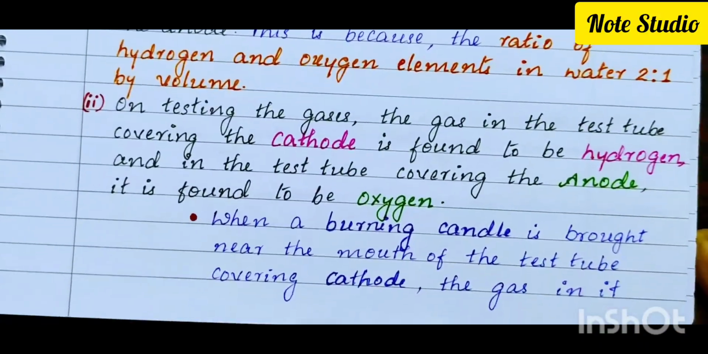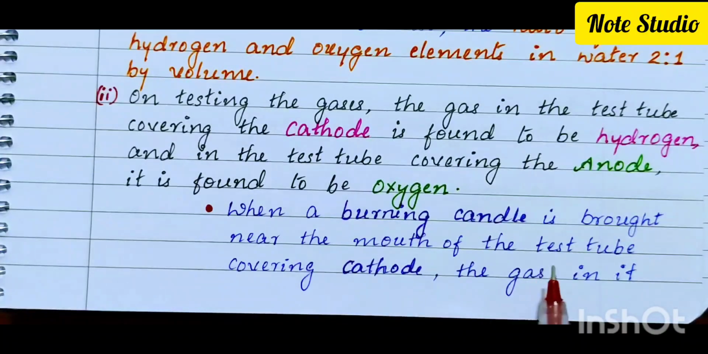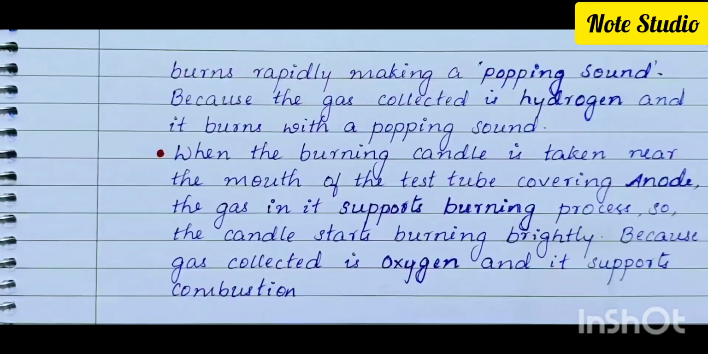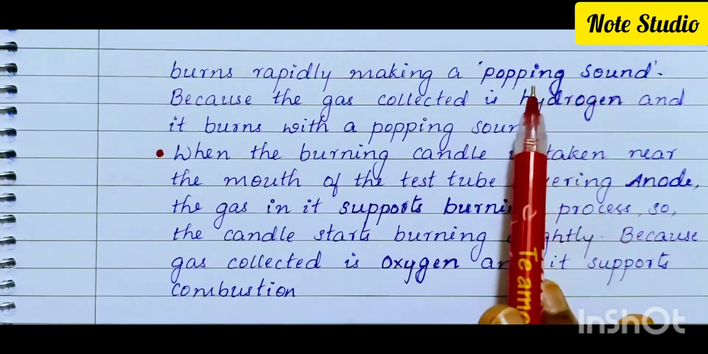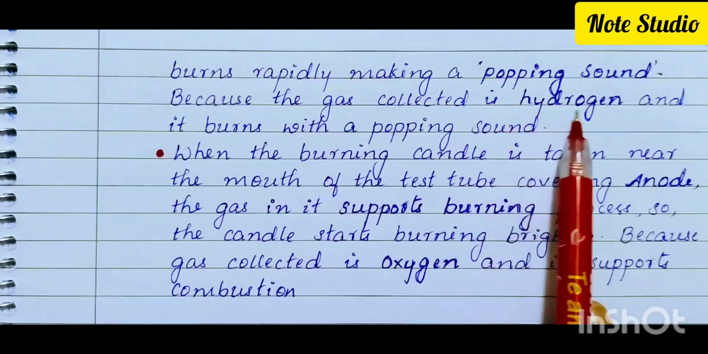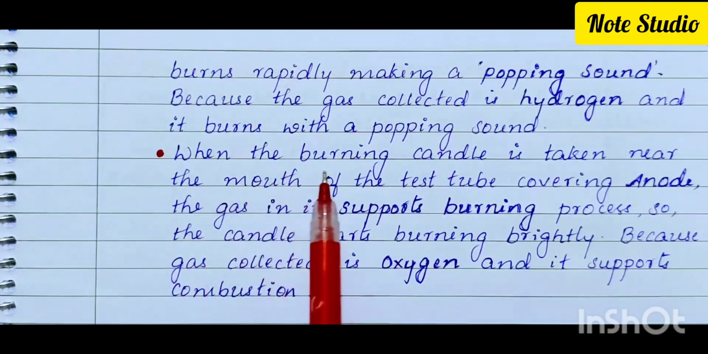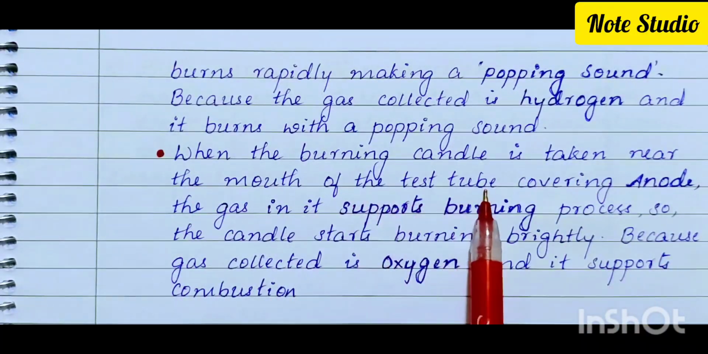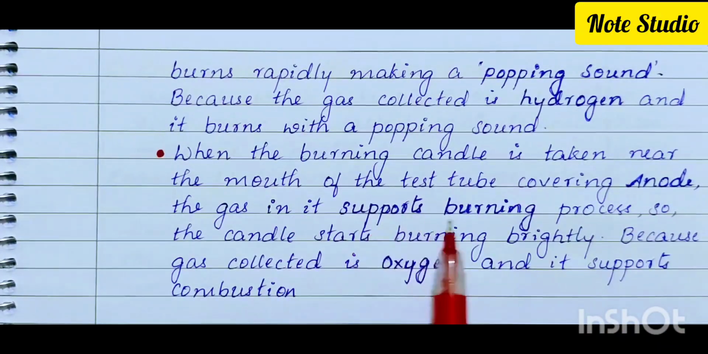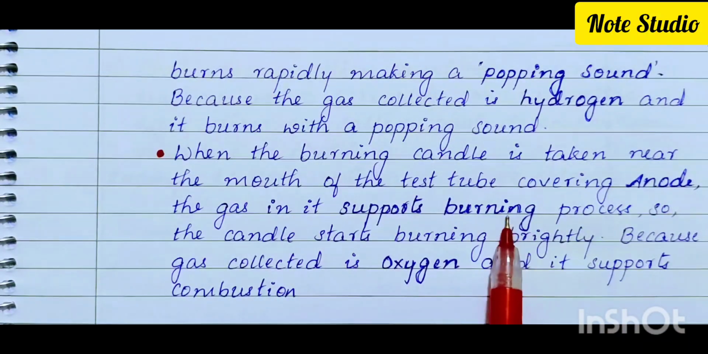So how can we test it? When a burning candle is brought near the mouth of the test tube covering the cathode, the gas in it burns rapidly, making a popping sound. Very important, note it as a popping sound, because the gas collected is hydrogen and it burns with a popping sound. When the burning candle is taken near the mouth of the test tube covering the anode, the gas in it supports burning, so it is a supporter of the burning process. The candle starts burning brightly because the gas collected is oxygen and it supports combustion.